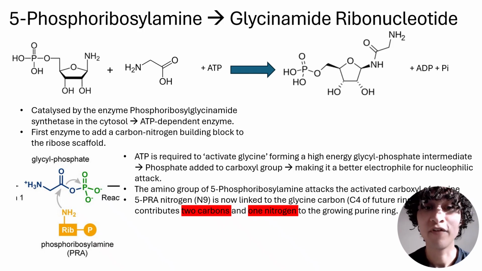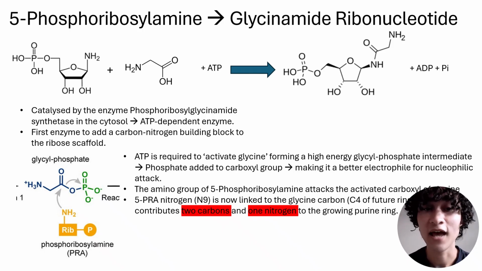Now 5-phosphoribosyl amine is converted into glycinamide ribonucleotide. Now this is catalyzed by the enzyme phosphoribosyl glycinamide synthetase, and it's an ATP dependent enzyme because you need the phosphate from the ATP to activate your glycine. Okay, so the amino acid glycine is acting as a nitrogen and carbon donor, or a nitrogen and carbon building block to the ribose scaffold.